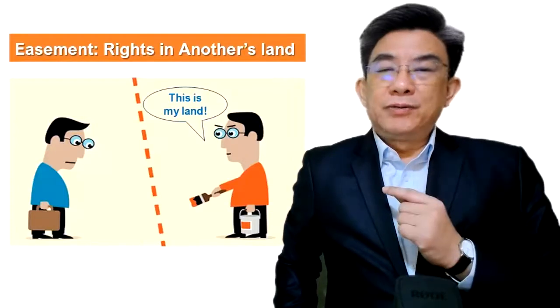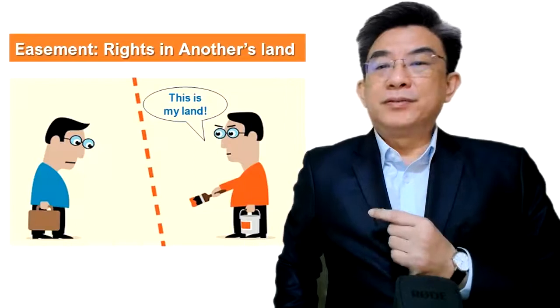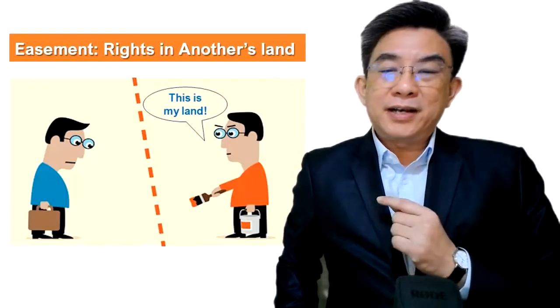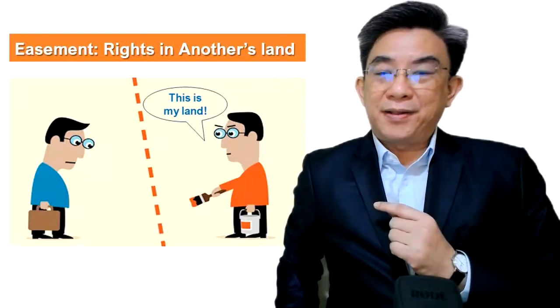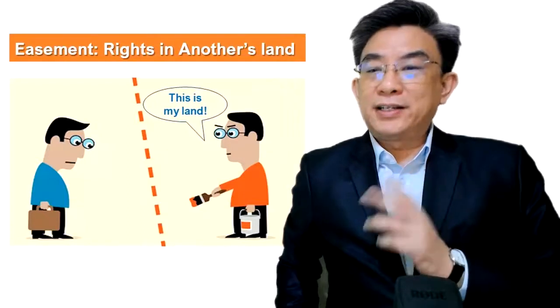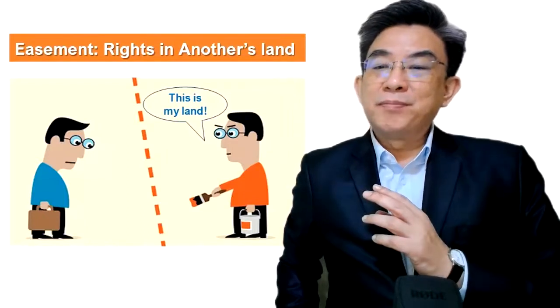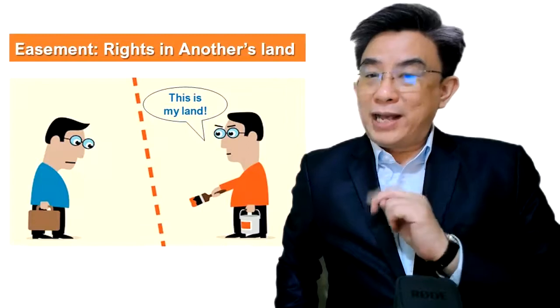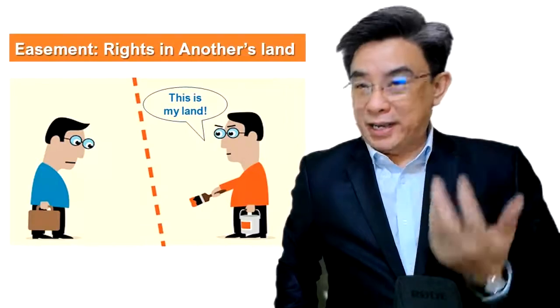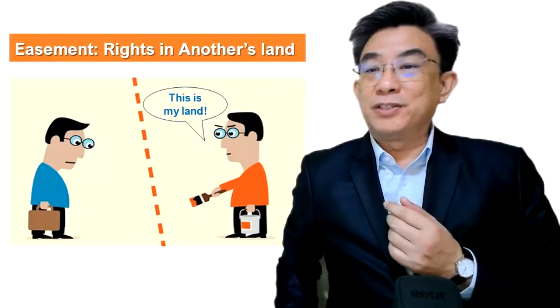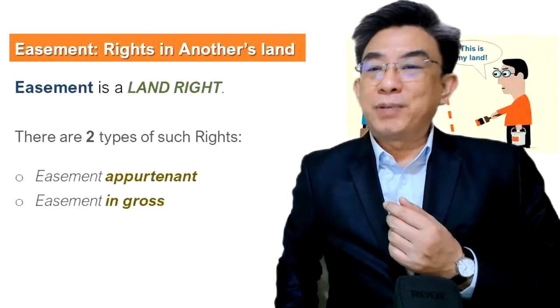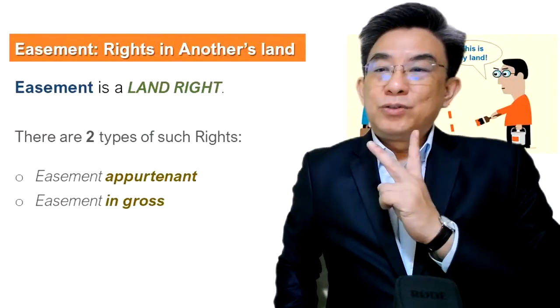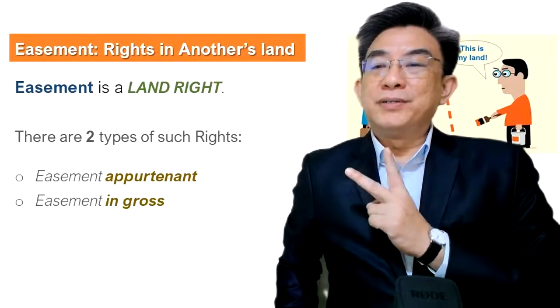In this video, I will discuss easement rights in another person's land. Another's land, or another person's land. So there are two lands involved, but of course there is another type of easement called easements in gross. So I will explain. There are two types of easement.